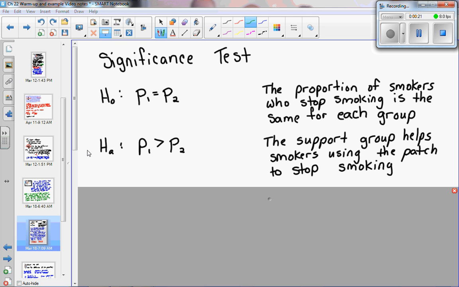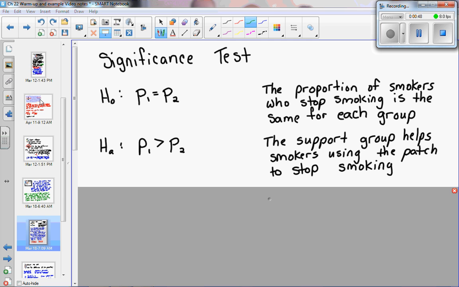So my null hypothesis in symbols would be P1 equals P2, and remember there's no p hat in my null hypothesis. I'm talking about the true proportion, and so in words I would say the proportion of smokers who stop smoking is the same for each group. Then my alternative in this particular example is that the support group helps smokers using the patch to stop smoking.